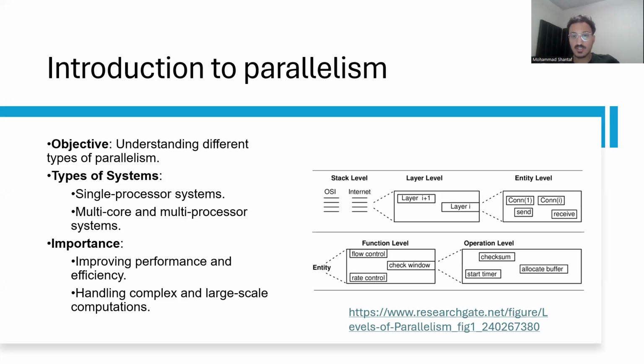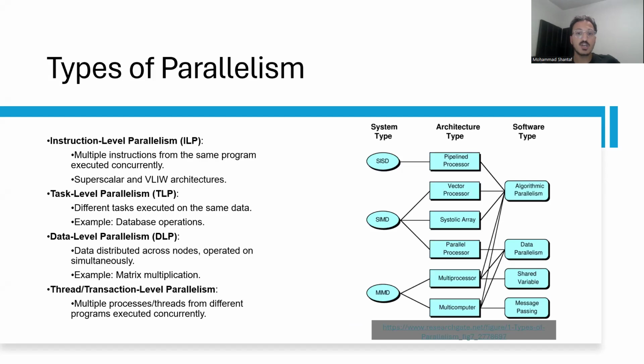As shown over here, there's a layer level, an entity level, a function level, and an operation level. Each one of them takes care of a different level, but we'll dig more into the types of systems in the next slide. So over here, there are types of parallelism: instruction level parallelism, task level parallelism, data level parallelism, and thread transaction level parallelism.